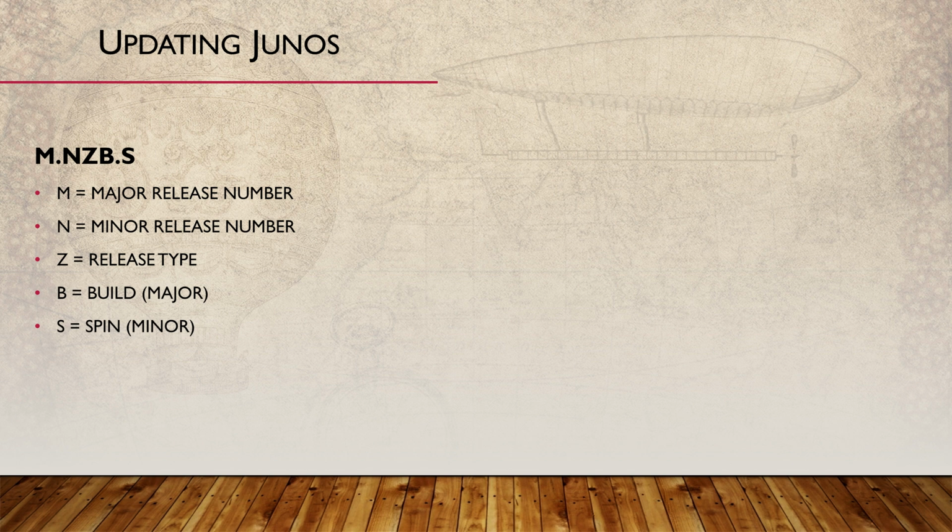M and N are the major and minor release numbers. Z is the release type, and we'll get to that in a minute. B and S are the major and minor build numbers. Generally speaking, major and minor numbers track big releases and contain new features. The build numbers track small changes, which are usually bug fixes.